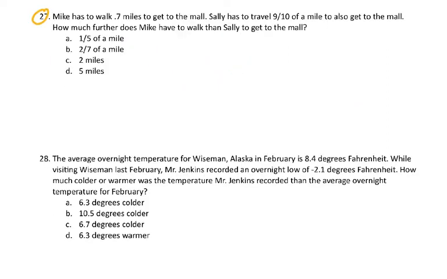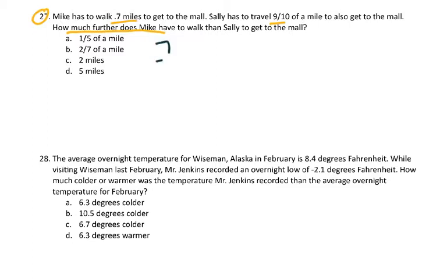27 is comparing Mike and Sally again. This time he has to walk 0.7 miles, and Sally has to travel 9/10 of a mile. How much further does Mike have to walk? So again, when you see how much further and you're comparing their distances here, you're going to want to subtract. So we don't have two fractions. We have a decimal and a fraction. So we have two different kinds of rational numbers. But I know when I read 0.7, I'm reading that as 7/10.